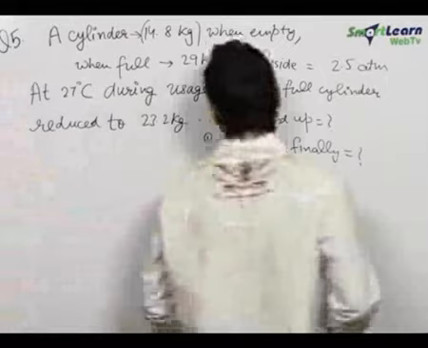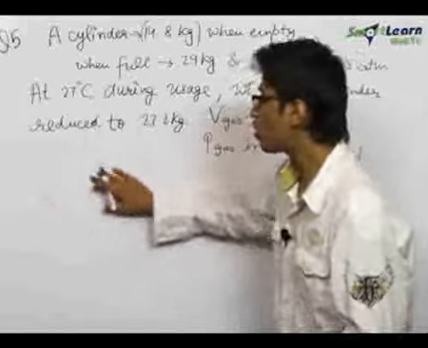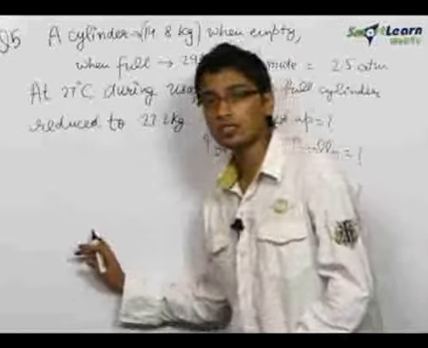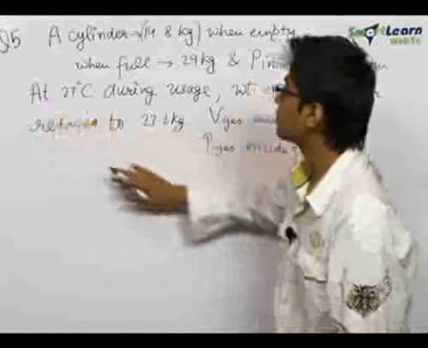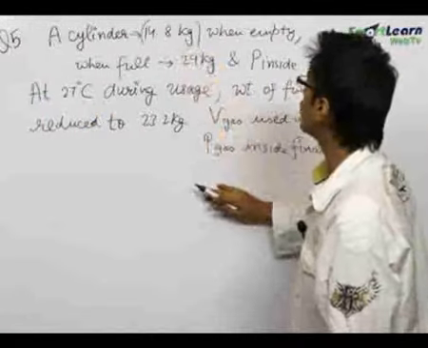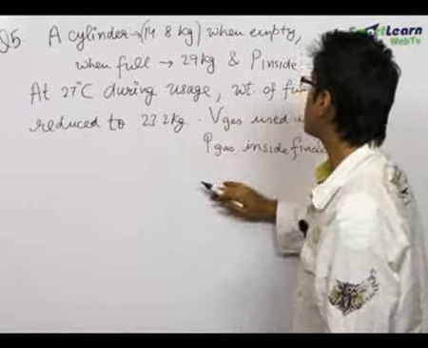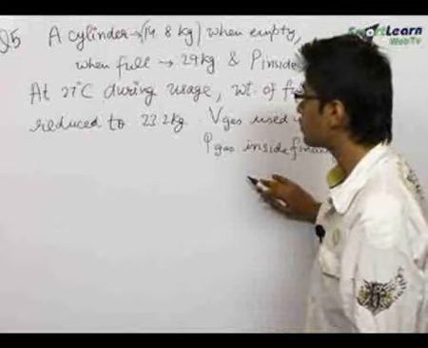Our question 5 is a very important and a highly conceptual problem. In this problem, the students tend to make some mistakes which we'll try to avoid. We have a cylinder which weighs 14.8 kilograms when empty. When it is full with a gas, it weighs 29 kilograms and the pressure inside is equal to 2.5 atmospheres.